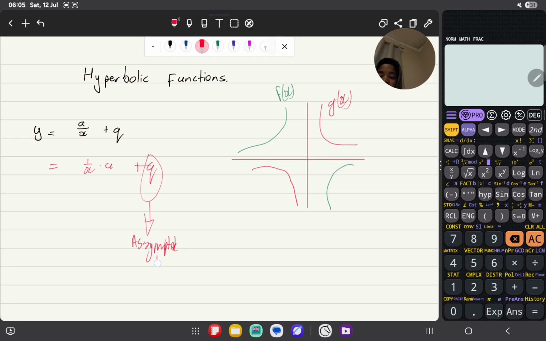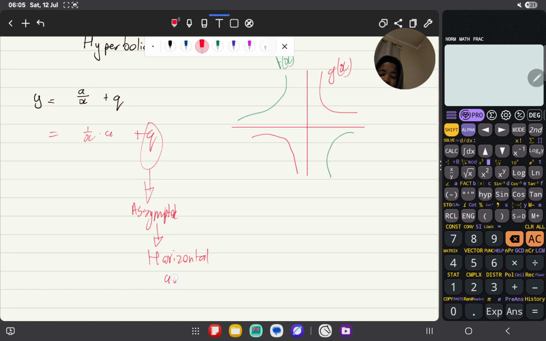And this q here, it gives us what? Our vertical, wait, no, it gives us horizontal asymptote. So that's the horizontal asymptote. Then furthermore, q is also the vertical shift. Q is the vertical shift.